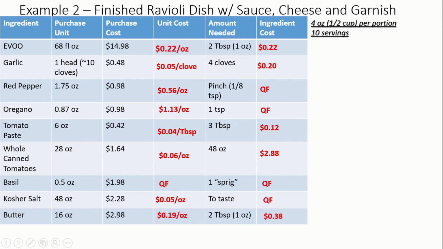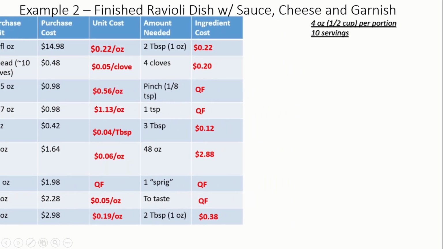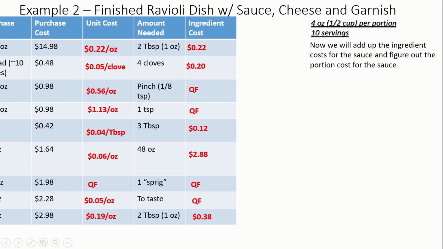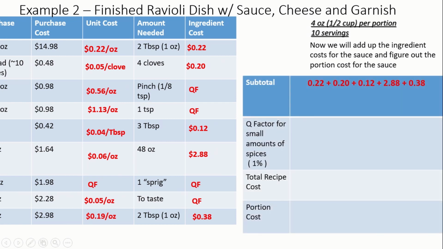Now that we've got our ingredient costs, we're going to do the same thing we did before. We're going to move this to the side and add up the ingredient costs. Omitting the Q factors here, we would get a subtotal of about $3.80 for this recipe. We would then multiply this subtotal by 1% and get 4 cents. If you multiplied $3.80 by 0.01, you would get 0.038. If you are doing this for ProStart, you would write out 0.038 cents. For our case, just for simplification, we're going to round that up to 4 cents.